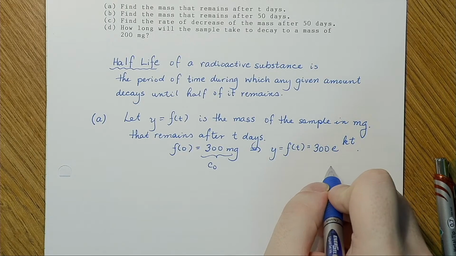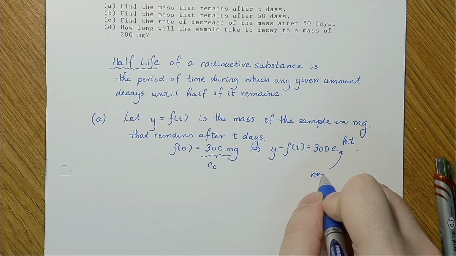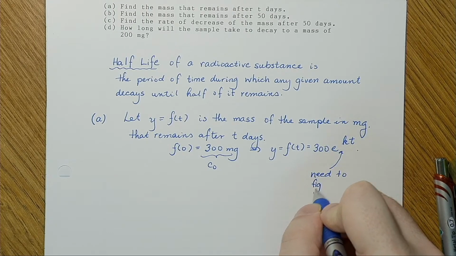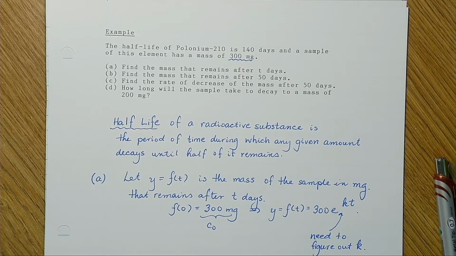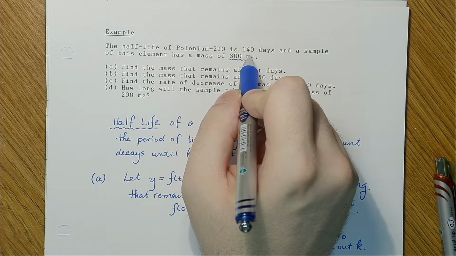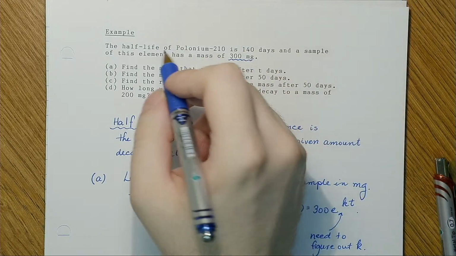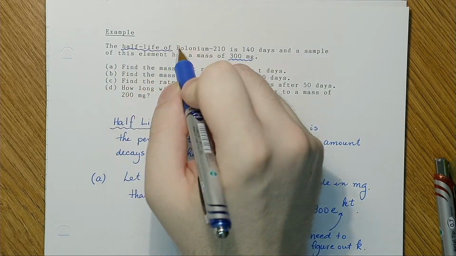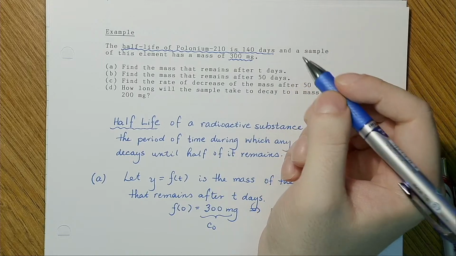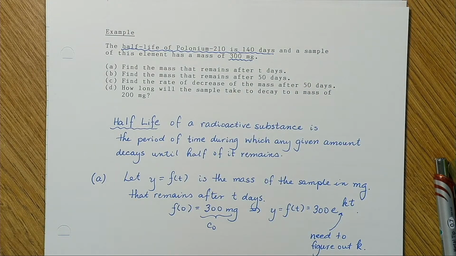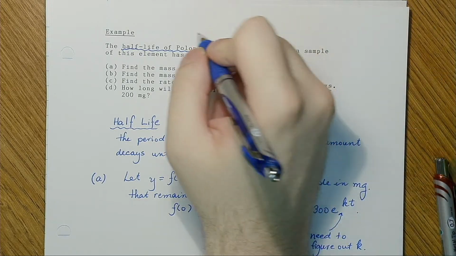And we also need to determine k. So to figure out k, we have one more. Do we have one more piece of information? That the half-life is 140 days. So this is where we have to... yes, perfect. You guys are ahead of me. Excellent. Okay, so that means, yeah, exactly.